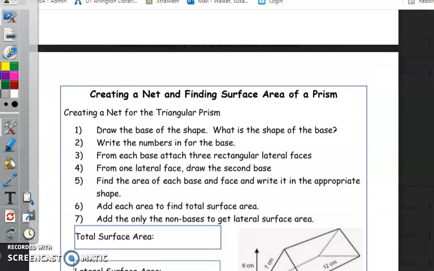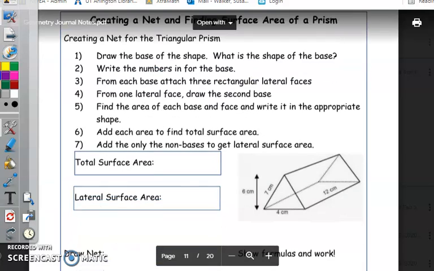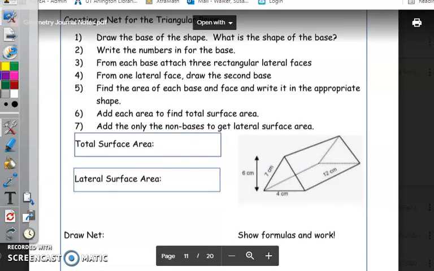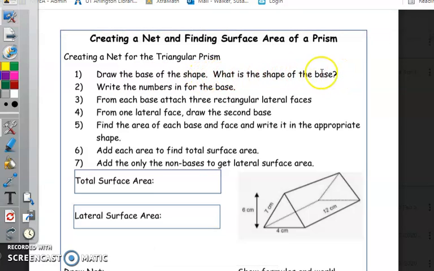So you do not have to draw a net to find surface area, but generally it's going to help. And remember, you want to remember what your bases are. So you do that by naming your shape here. I want you to look to see what this says. Draw the base of the shape, and then we're going to write the numbers in for the base.